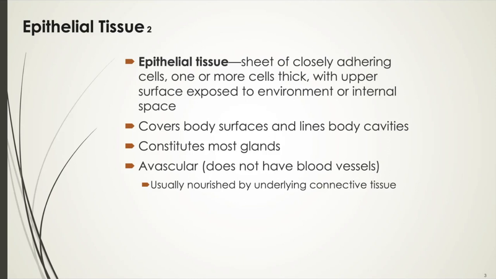Also, avascular. What does avascular mean? A means not. So avascular means that they do not have blood vessels. Which means the cells that make up the epithelial tissues are going to have to be nourished by other underlying connective tissues, those that actually do have blood flow to it.